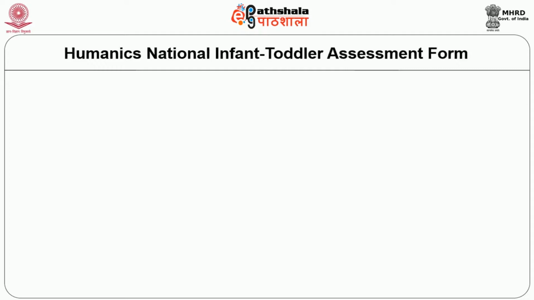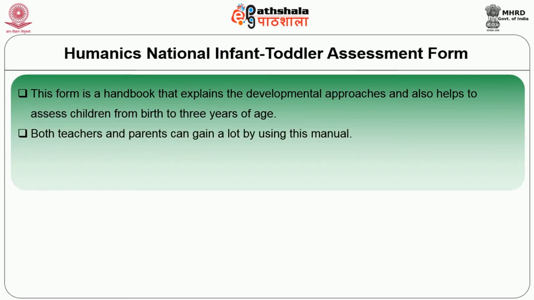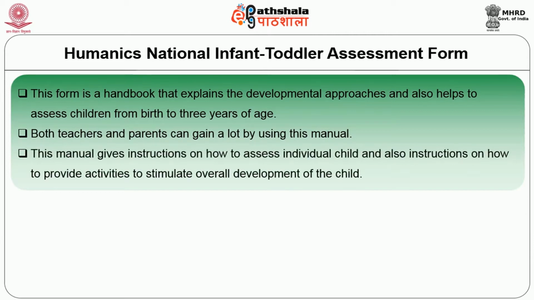Firstly, the Humanics National Infant-Toddler Assessment Form. This form is a handbook that explains the developmental approaches and also helps to assess children from birth to 3 years of age. Both parents and teachers can gain a lot by using this manual. This manual gives instructions on how to assess an individual child and also instructions on how to provide activities to stimulate overall development of the child.